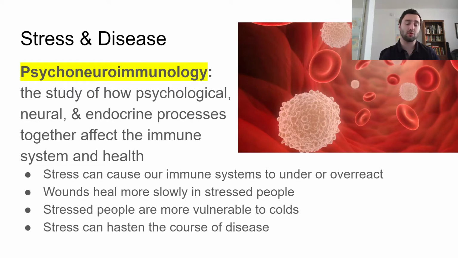If our immune system overreacts when we become stressed, that's probably going to have negative consequences on our body. Same thing if it underreacts, right? If it underreacts and we need it to respond, that's also not going to be a good response. So those are both things that could be damaging to health. We also see that wounds heal more slowly in stressed people. So if you got a cut or you fell and you scraped your arm or something, if you tend to be a highly stressed person, you'll actually heal slower than someone who is less stressed.